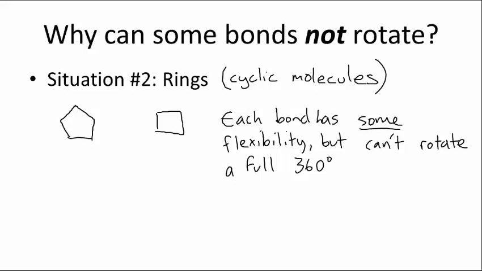So we'll actually come back to those situations where bonds can't rotate later. What we're going to spend the first half of this module talking about is, all right, when bonds can rotate, what effect does that have? Where do they spend most of their time? And how do we analyze them?